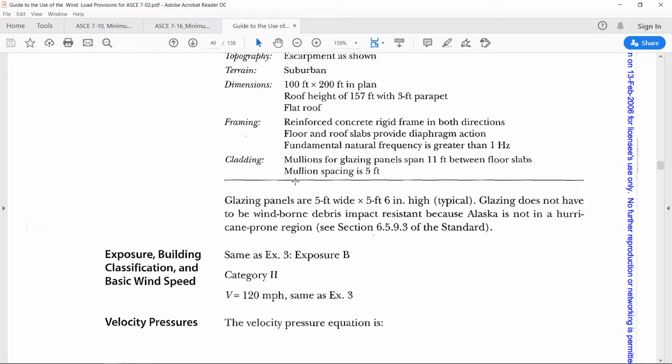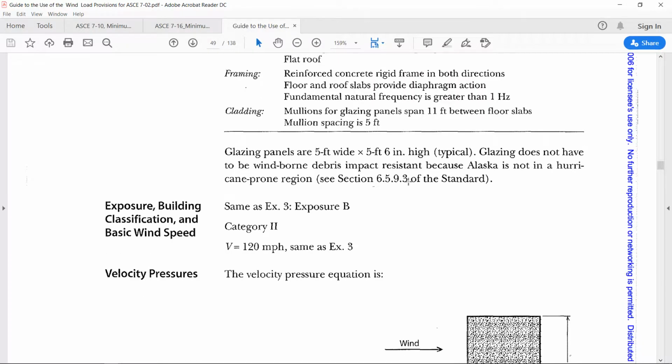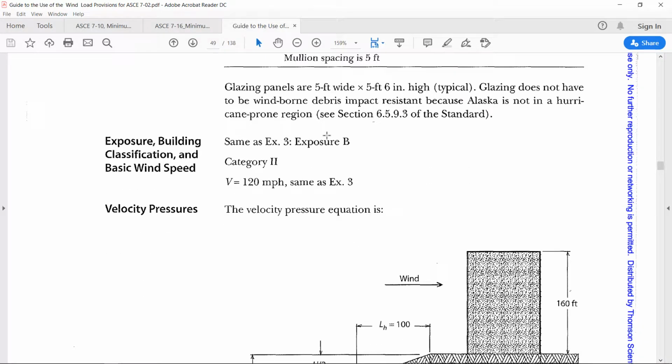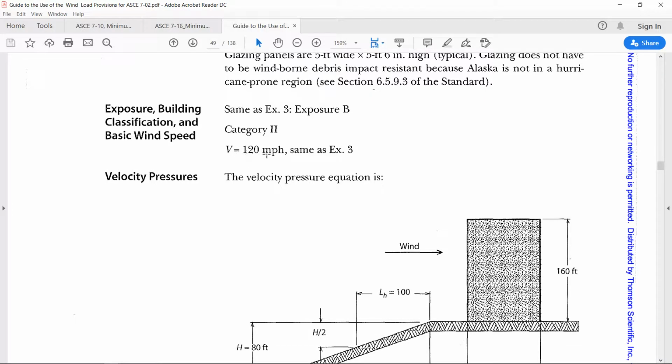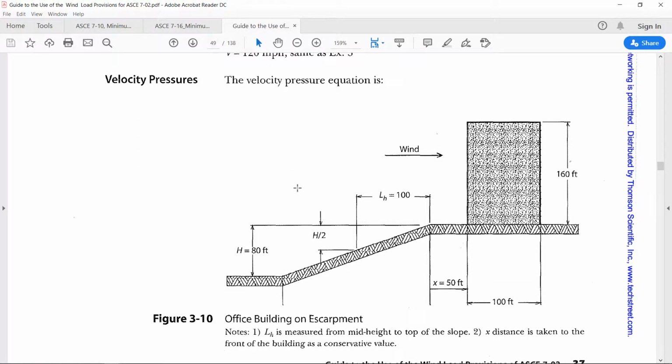And of course the cladding is mullions for glazing panels, which are 11 feet between floors, and the spacing of the mullions is 5 feet. Exposure category for the wind is B. Occupancy is category 2. Wind velocity is 120 mile per hour, same as example 3. And here is the figure.